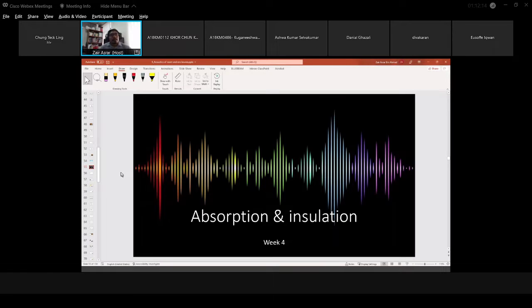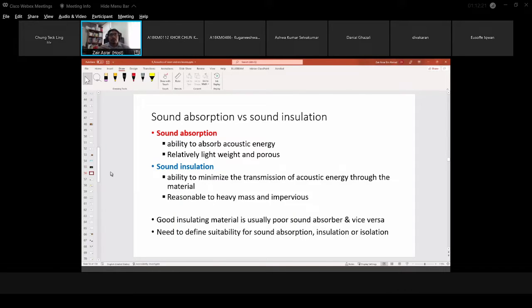Now let's take a look at absorption and insulation. What is absorption and insulation? In layman's terms, absorption means you want to absorb sound. Insulation means you want to block sound or stop sound. To absorb sound, you want to absorb the acoustic energy within the sound, and to do this we want the sound to pass through the material. So the material needs to be a porous material.